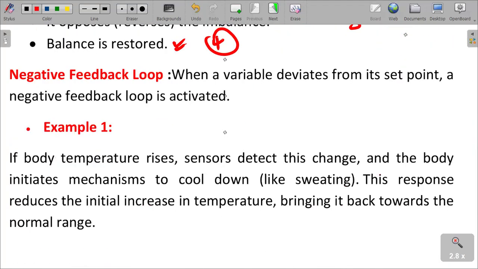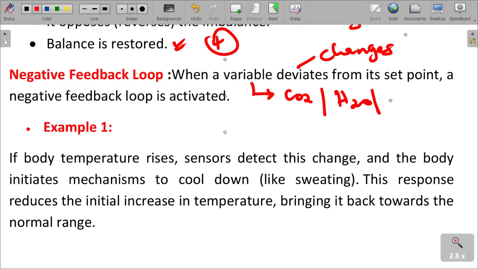So let's look at this. What is a negative feedback loop? The negative feedback loop is when a variable deviates, when a variable changes. The changes that we said are either increasing or decreasing. We are talking about a factor here. The variable that we are talking about, e.g., we can talk about carbon dioxide level. We can talk about water. We can talk about glucose. All these are examples that we are giving. A change in any of these factors that we identified in the first place, if it deviates from its set limit, from its set point, a negative feedback loop is activated.